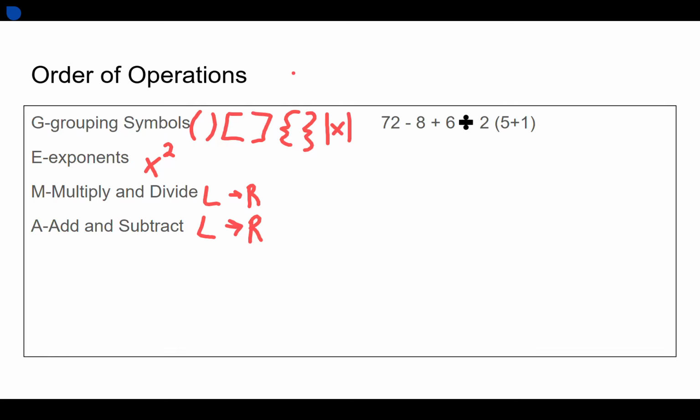So let's go with this problem here. We have 72 minus 8 plus 6 divided by 2, and in those grouping symbols, that parenthesis, we have 5 plus 1. So with the first step being grouping symbols, it means solve whatever's inside of the grouping symbols first. So our first step is going to be here, 5 plus 1. That equals 6.